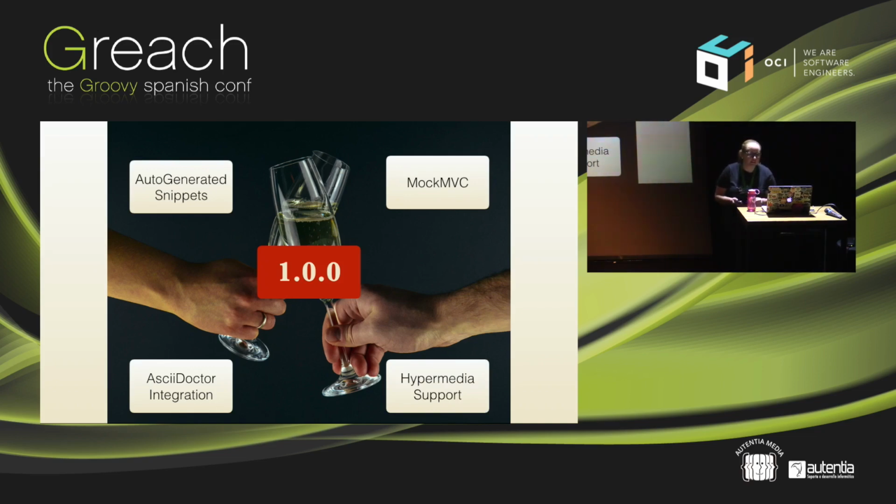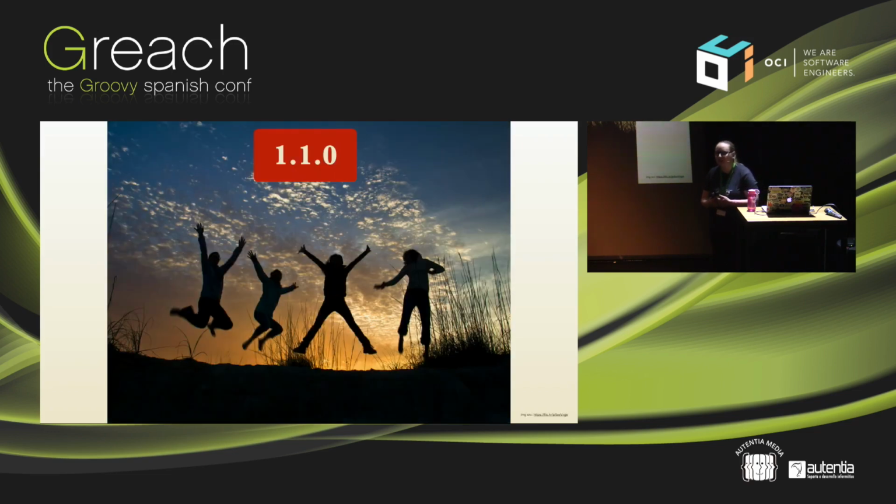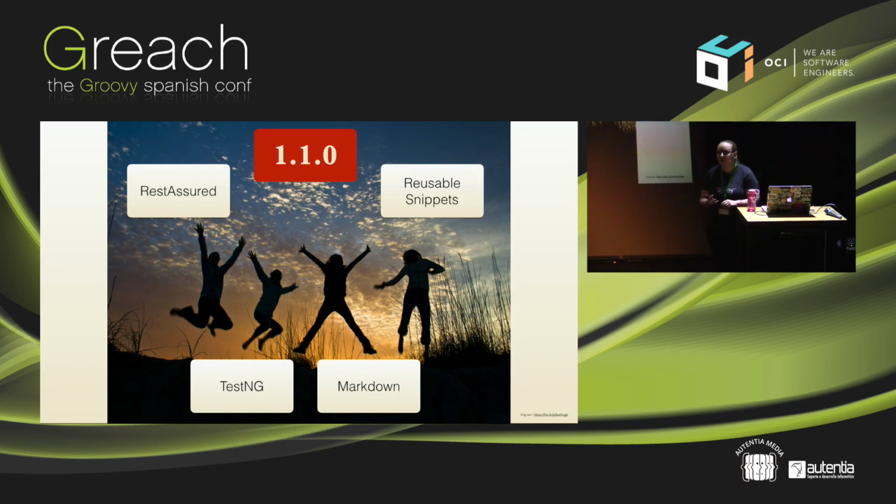The next release, though, was the one that I was most excited about, because it allowed me to use it on more projects other than just Spring. Because it added REST Assured, I can now use it with Grails and Ratpack and lots of other things. There were also some minor things to help with reusable snippets. There are now some more testing frameworks, and you can use Markdown if you really want to.